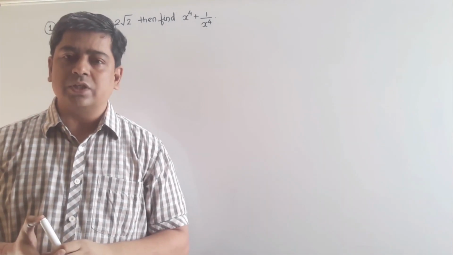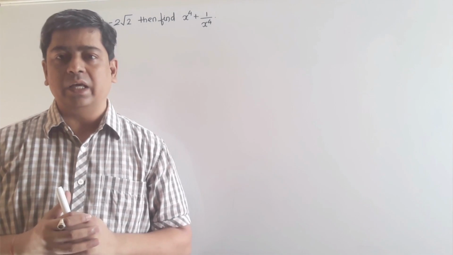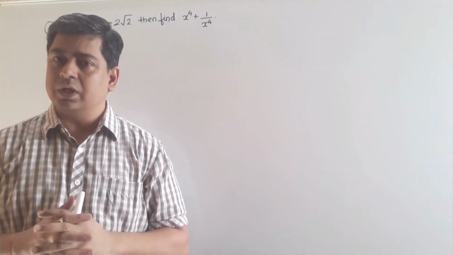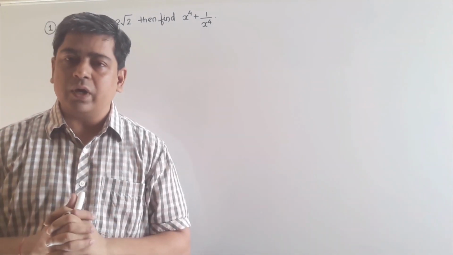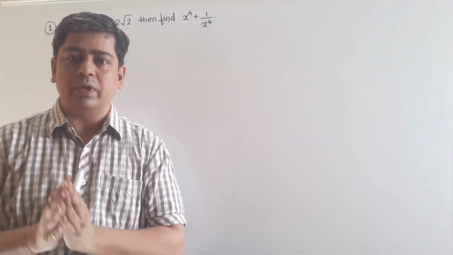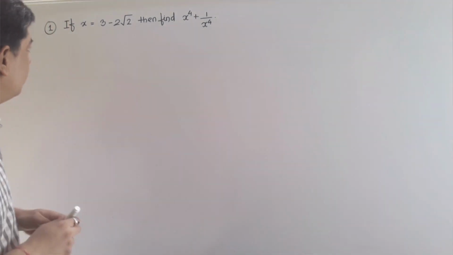So here we shall change a little bit of pattern. We will not apply any formula. How directly we can do it? Only one formula we have to remember while doing this question: a plus b whole square. So what is the formula of a plus b whole square? It is a square plus b square plus 2ab. So that formula I will apply here. Let us see how we can find out.